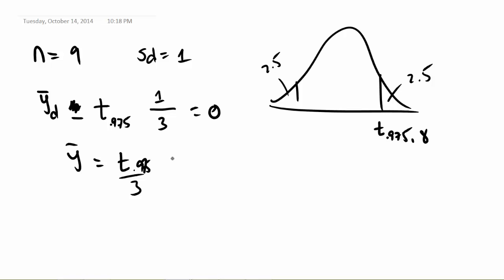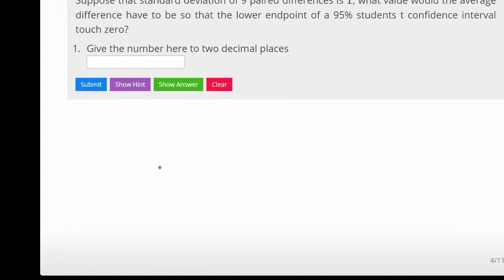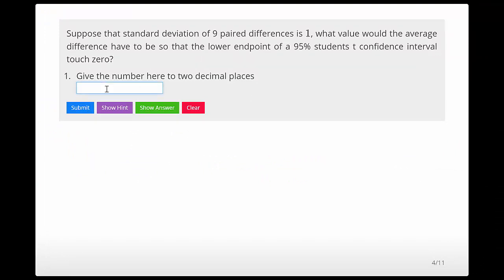So let's go ahead and do that. I have RStudio open, so I want qt of 0.975, but remember the t distribution also has its degrees of freedom. Its degrees of freedom is 8, and then we divide that by 3. So it says it should be around 0.77. Okay, so let's go back to our web page and type in 0.77 and submit. And there's the check mark.